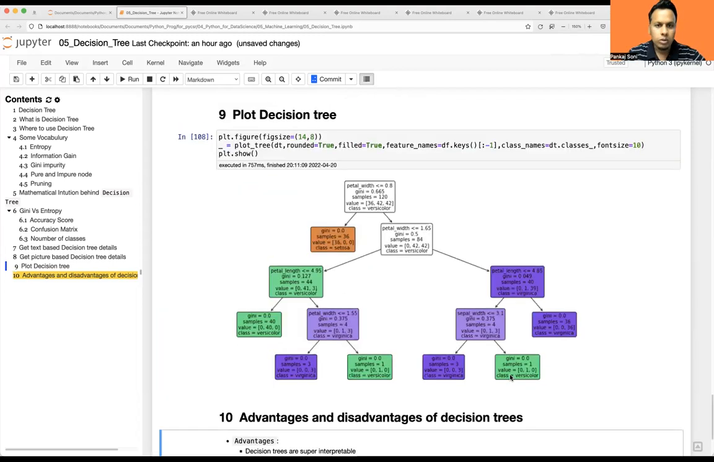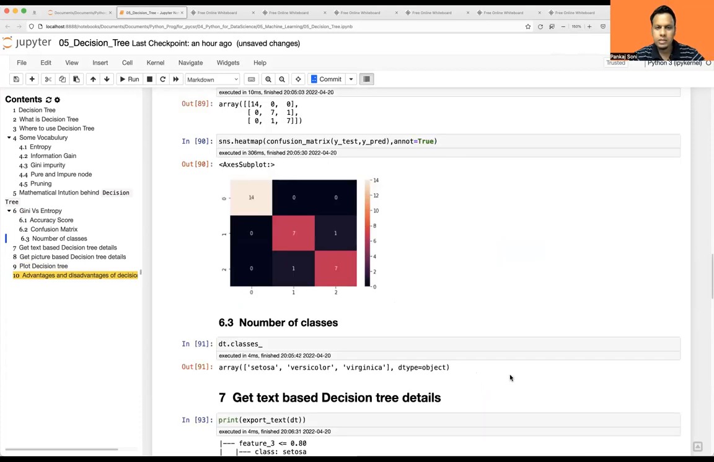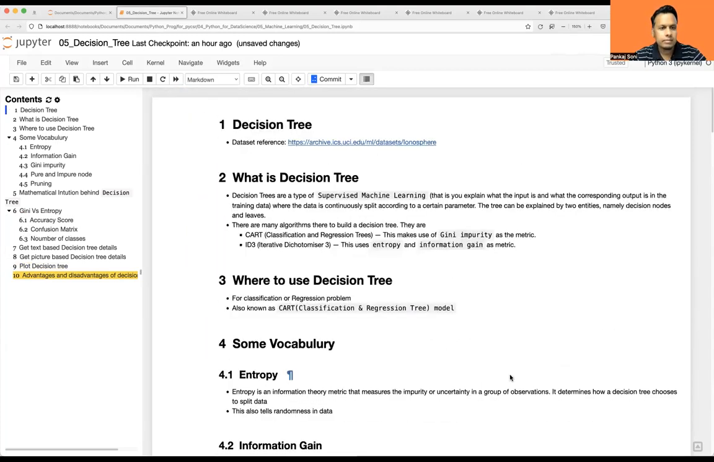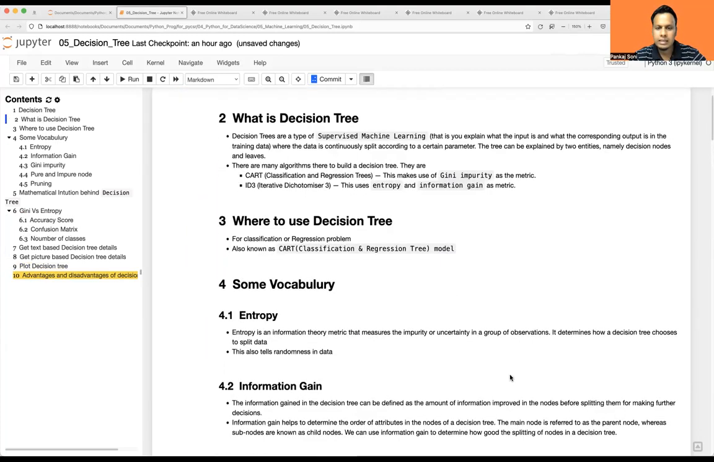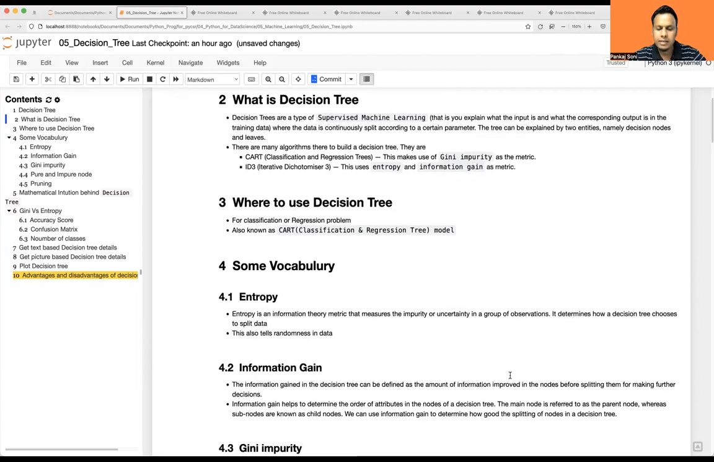Okay guys, so that's all about the decision tree. I hope you understood the decision tree concept, and please run the notebook in parallel and play with different data sets. I took the iris, you take another data set and understand how it is working.